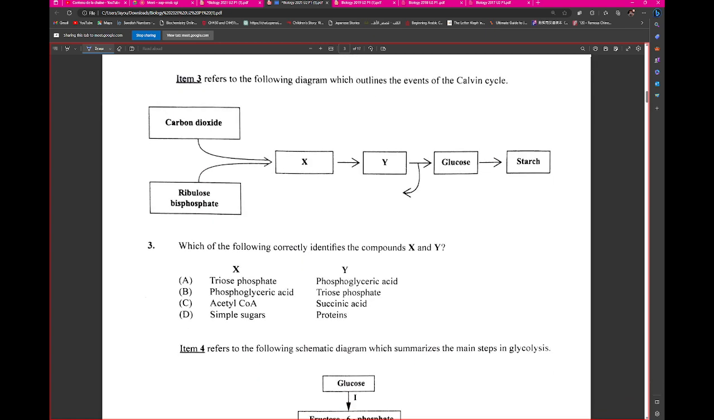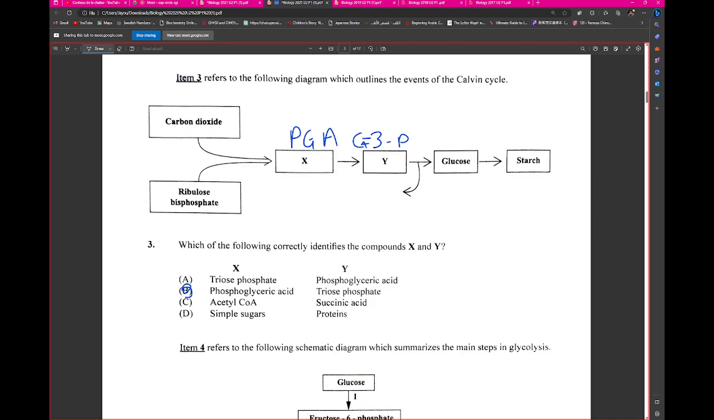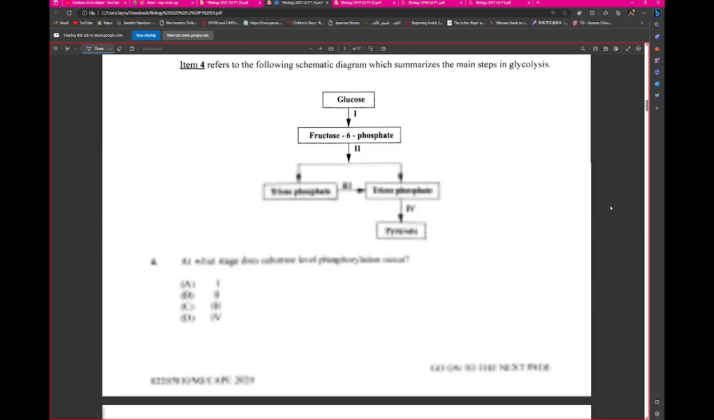Number 3, which of the following correctly identifies compound X and Y? B, sir. Right, so remember we're going to have PGA, then G3P, right? So we have that there. This paper is fine. This repeated, so if it's repeated, I'm not going to go through it.